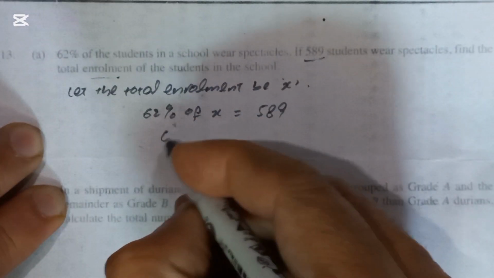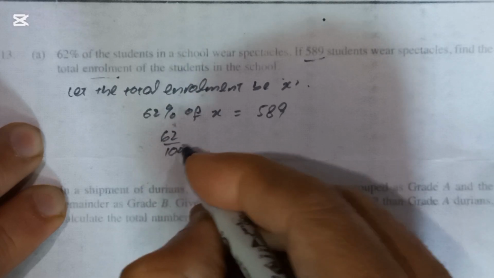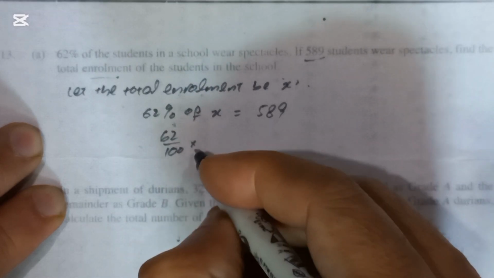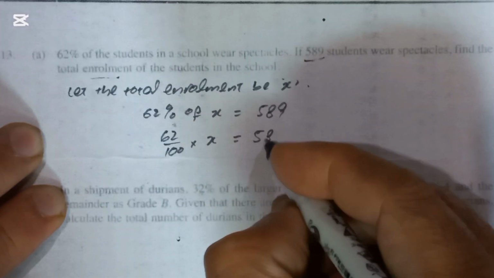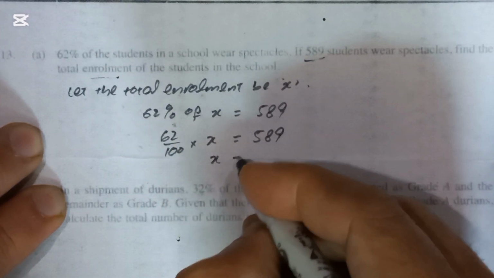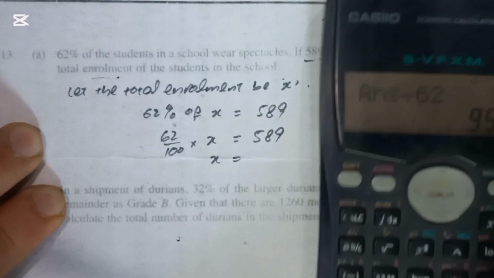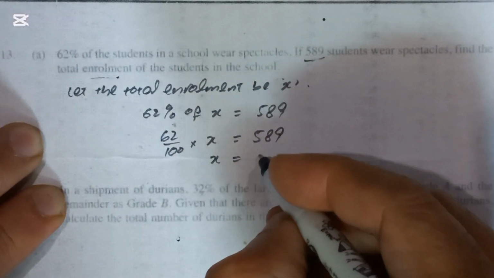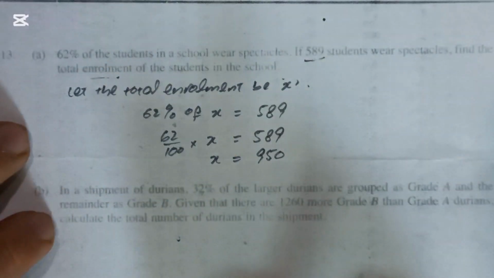So now we will solve it. Drop the percentage sign and divide 62 by 100. Place a multiply sign in place of X and 589 will remain as it is. And from here we will solve it by using a calculator. So 589 multiplied by 100 divided by 62. So 950 is the value of X. That is actually the total enrollment in the school.